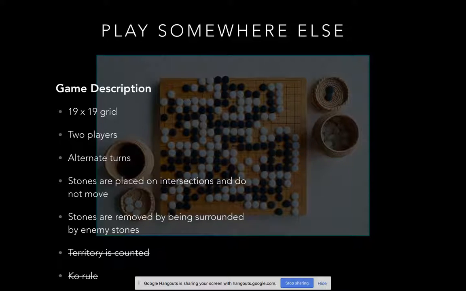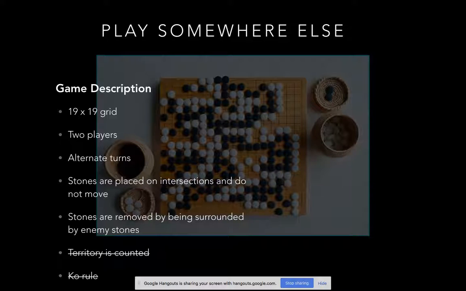In terms of the actual gameplay, stones are placed on intersections and they do not move. So you can imagine from one board state to the next, the stones stay where they are. There's one exception to this rule, which is when stones are removed from the board, and that happens when they are surrounded, and these stones become captured stones for the killing player, so to speak. So the stones don't actually move on the board, but they either are placed or removed.